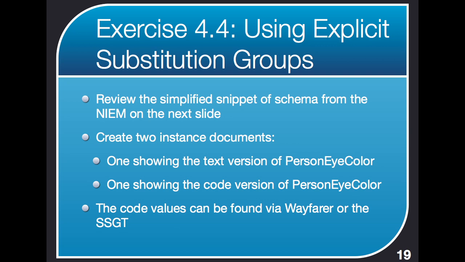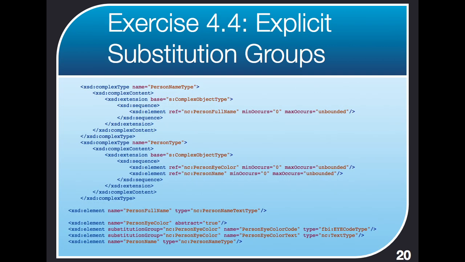The code table values for person eye color code can be found via Wayfair or via the SSGT, or if you're lazy, BLU, all uppercase, is the code for the color blue. So have at it. And here's the schema to use. Just one quick thing to tell you. You see person full name down there of type NIEM core person name text type. That's just a string. So I didn't want to replicate that whole type here. So take a look at this and make us a code version and a text version of person eye color.